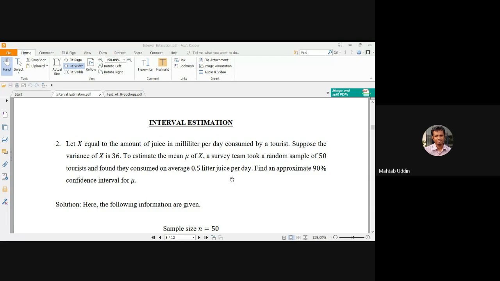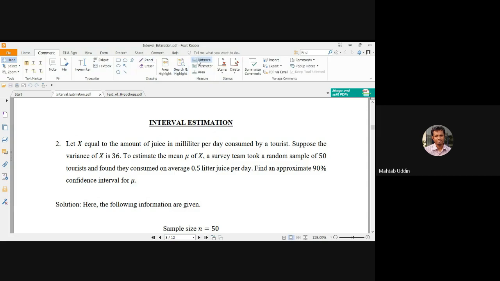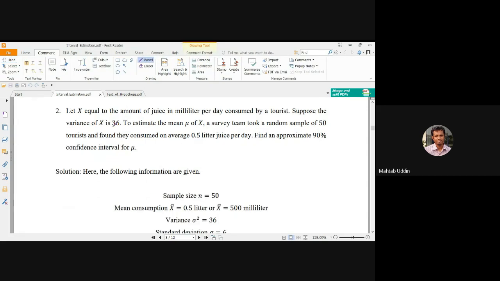Okay. This is interval estimation for mean. Example 1 has been done. And now example 2 I will start. Look at this. It is said let x equal to the amount of juice in milliliter. Do you understand what is the unit?